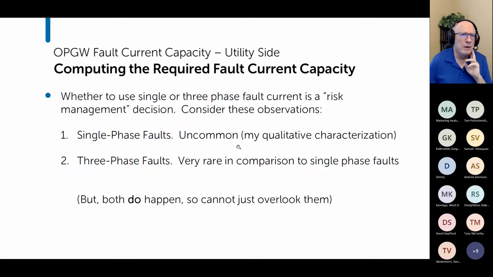Somebody could come and say, well, there's a single phase fault somewhere in the United States every day. And maybe that's true. But even if that's true, compared to the thousands, tens of thousands of miles really of transmission lines around the country, it's still uncommon. And three phase faults are very rare in comparison to single phase faults. Both do happen, so you can't just ignore them.